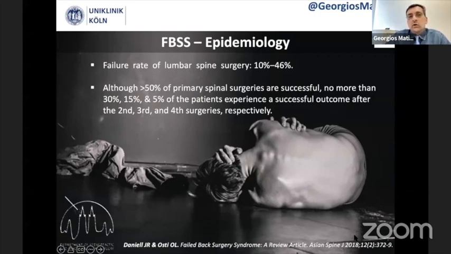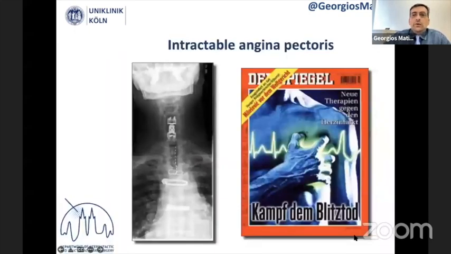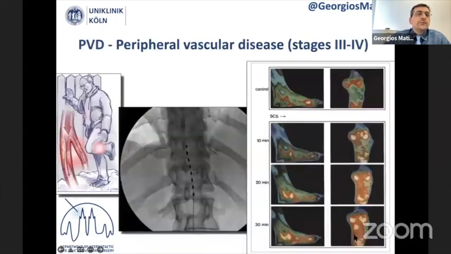But we don't have only patients with back pain and leg pain. We have also patients with other diseases and other good indications, such as the intractable angina pectoris. Here we can place a lead with the tip at C7 or T1 on the left side. And if a heart attack is coming, the lead cannot hide this attack, so the patient is going to notice that the heart attack is there. This is a common question that people usually ask.